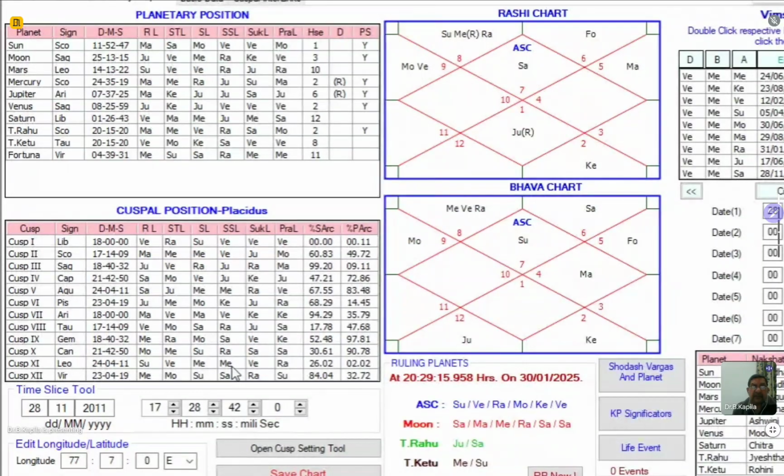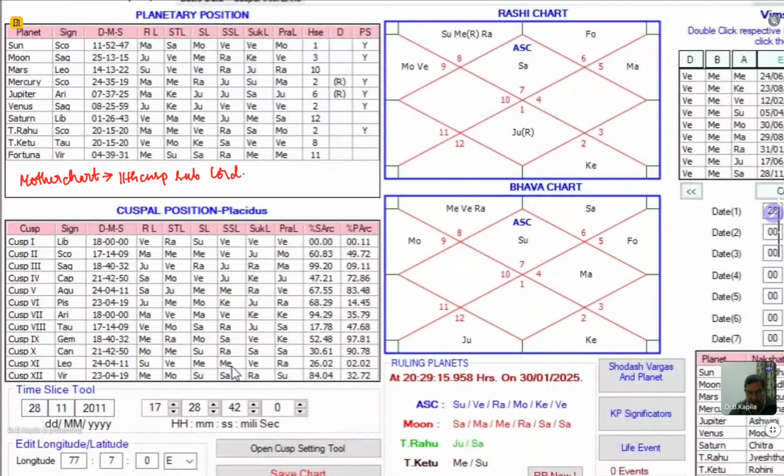So if a female native is asking about the sex of the child born to her, then you have to see it through the 11th cusp sub-sublord and not the fifth cusp sub-sublord. Is it okay? This is another point which you need to keep in mind.